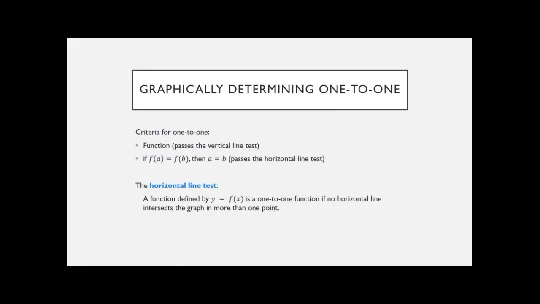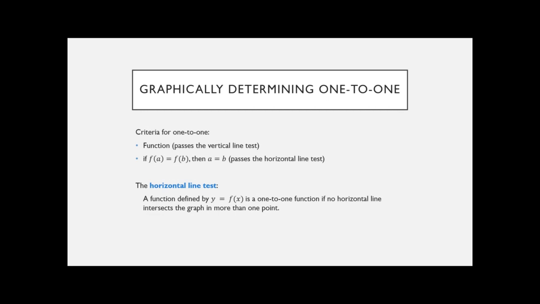So there's also a way to do this graphically, other than just looking at sets of ordered pairs. And this is going back to the criteria of 1-to-1, is that it first needs to be a function. And graphically, that means it has to pass the vertical line test. So that means that you can draw a vertical line anywhere, and you're only going through the graph once.